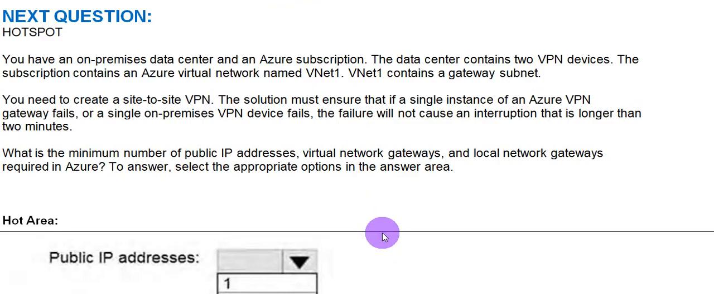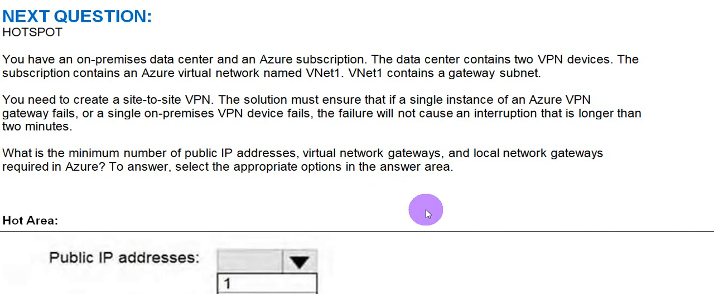Moving to our next question. You have an on-premises data center and an Azure subscription. The data center contains two VPN devices. The subscription contains an Azure virtual network named VNet1. VNet1 contains a gateway subnet. You need to create a site-to-site VPN. The solution must ensure that if a single instance of an Azure VPN gateway fails or a single on-premises VPN device fails, the failure will not cause an interruption longer than 2 minutes.